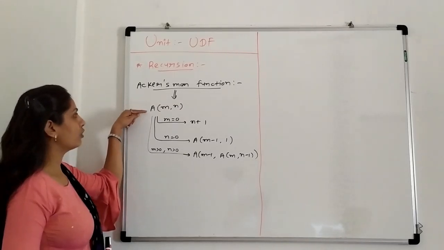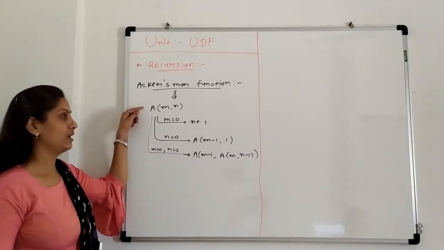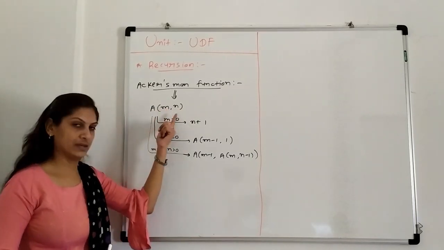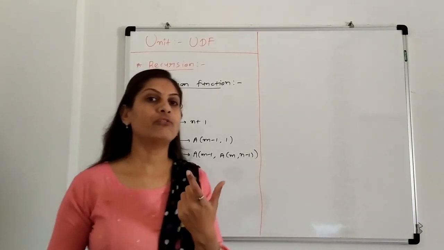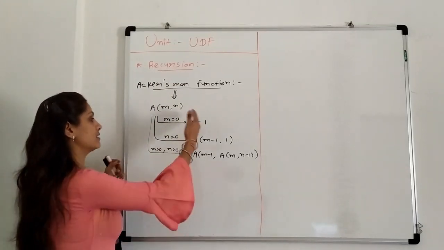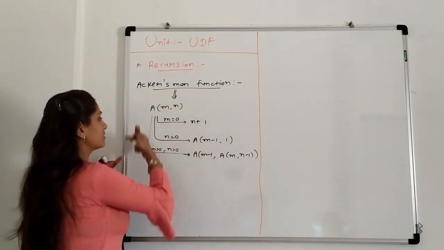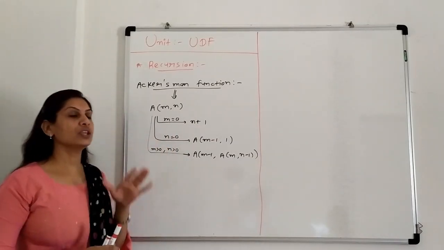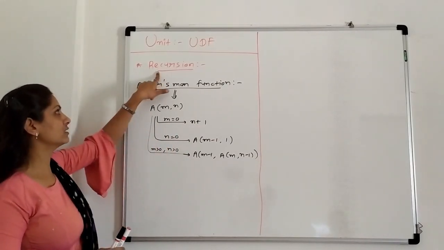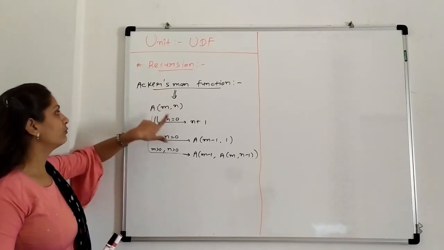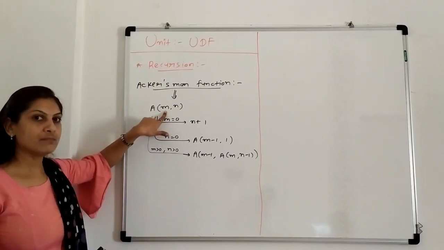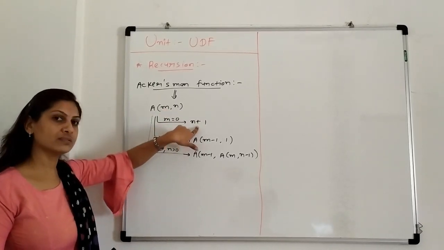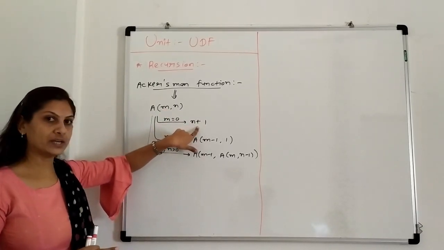As per the name of the author, the function name is A, and inside that function there are two arguments, m and n. Depending on the value of m and n, the output changes. This is the theory for the Ackermann function. This is already proved. We only have to find the use of recursion in this theory. So first, when m is 0, the output is n plus 1. This is already proved.